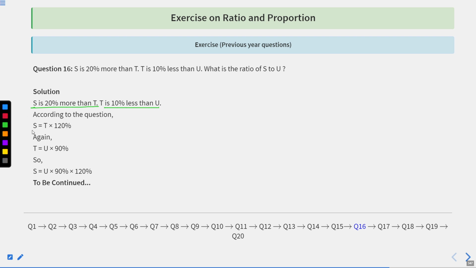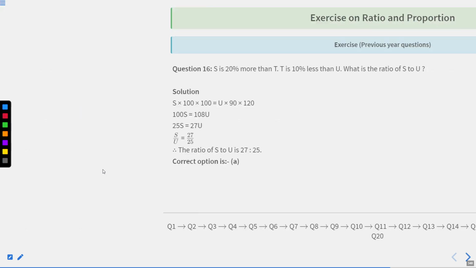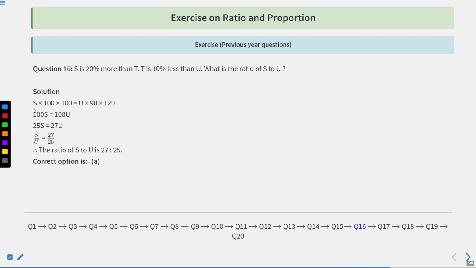So according to the question, S is equal to T into 120% and T is equal to U into 90%. So S will be U into 90% times of 120%. So S into 100 into 100 will be equal to U into 90 into 120. And when you simplify this, you will have S upon U equal to 27 upon 25. So the ratio of S to U will be 27 is to 25. So the option A is correct.